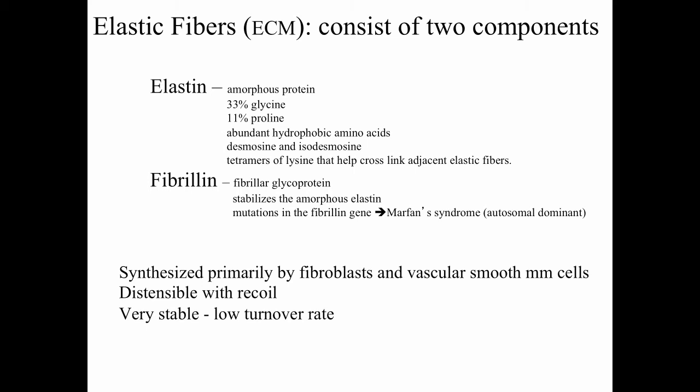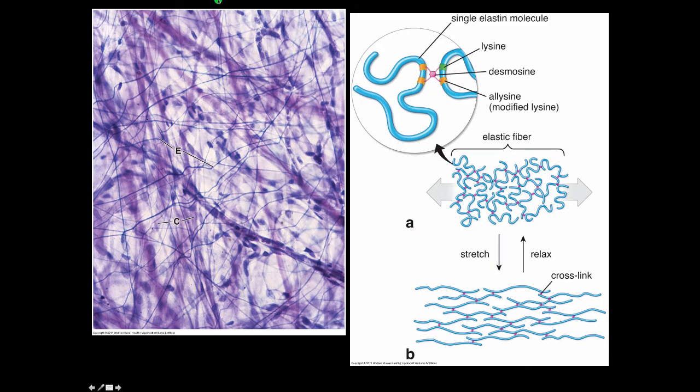Elastic fibers give tissues a distensibility with a recoil, and if you think of what would happen in an elastic artery like the aorta, of course there's a lot of distensibility and recoil with systole and diastole. Elastic fibers tend to be very, very stable. They have a very low turnover rate. Here's just a histological image with the thin squiggly structures, which are the elastic fibers. The thicker components here are the collagen fibers.